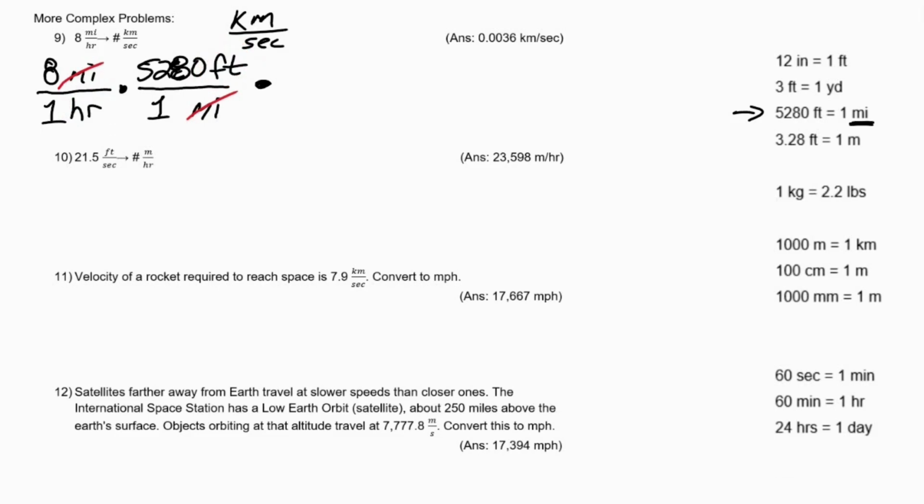We don't want feet per hour. We want kilometers per second. So just dealing with our kilometers first, we have feet. Okay, so we know that we're not done yet. Let's look at this over here. We have feet in inches, feet in yards, feet in meters. So if we want to go from feet to kilometers, it probably makes a lot of sense for us to go from feet to meters first. So we have our feet down here, and how many feet is it? It's 3.28 feet is equal to 1 meter.